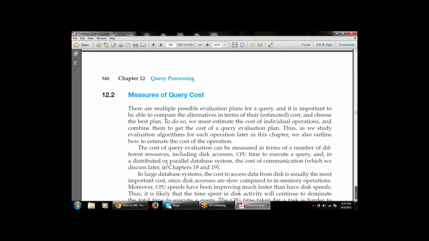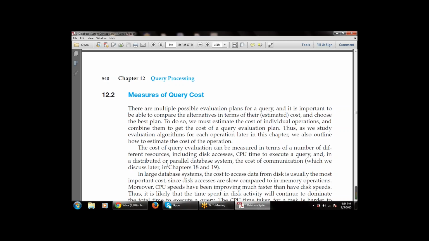Then we talked about the measures of query cost, that is, the various measures used for query cost. There are multiple evaluation methods or plans for a query, and it is important to compare the alternatives in terms of their estimated cost and choose the best plan. This is the query evaluation plan.